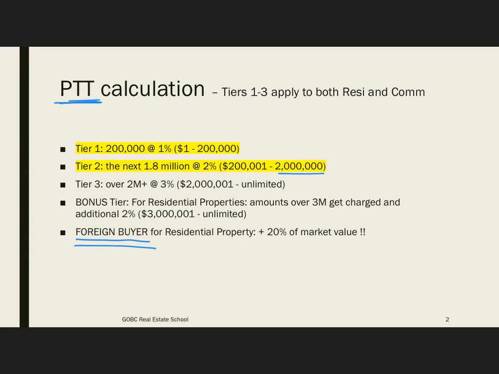You need to know these tiers and how they break down exactly this way. Don't recombine or change it. Just remember it exactly this way. And you need to be able to do the calculation for all of the tiers and the bonus tier. So how does it work?